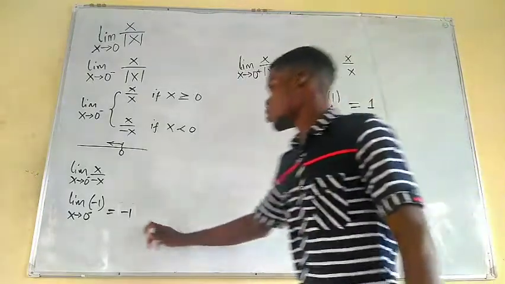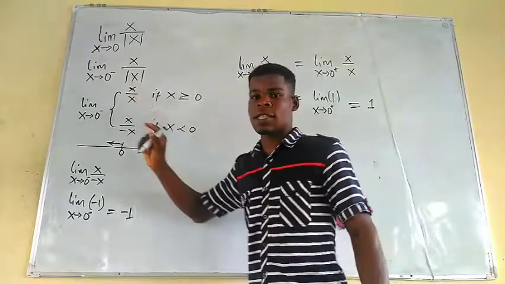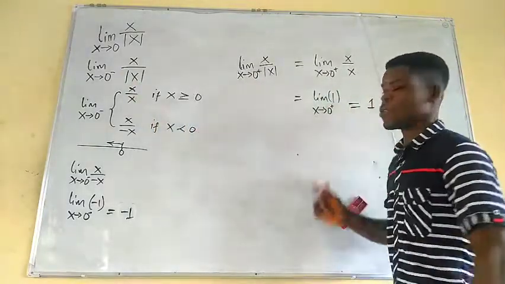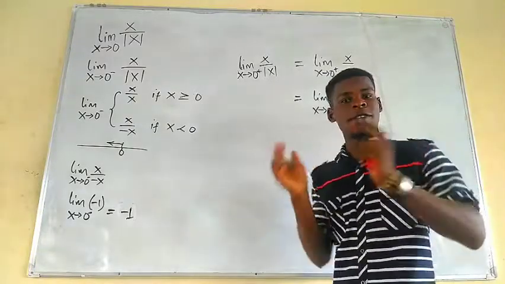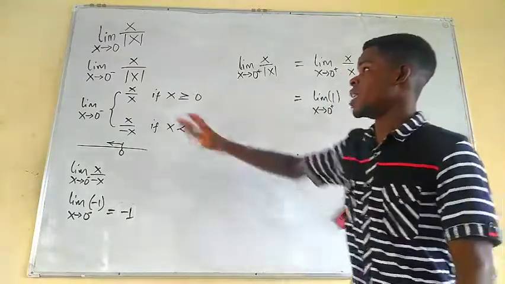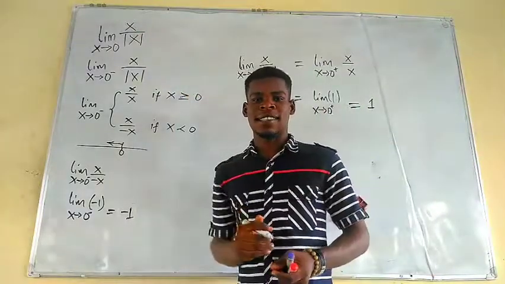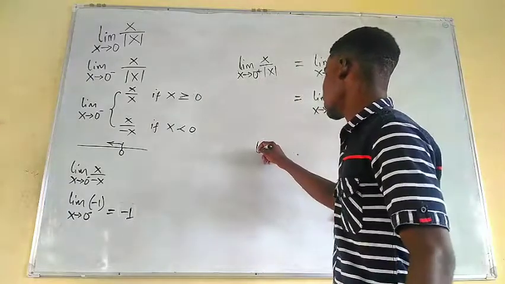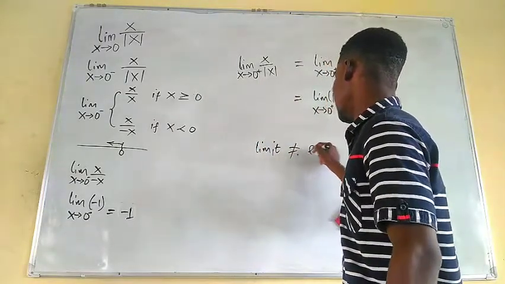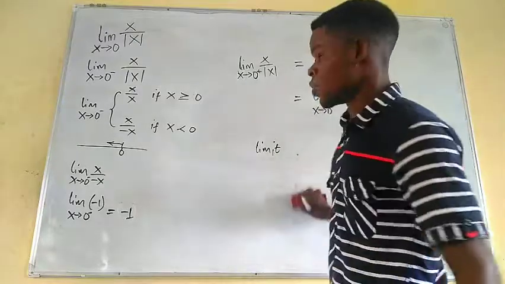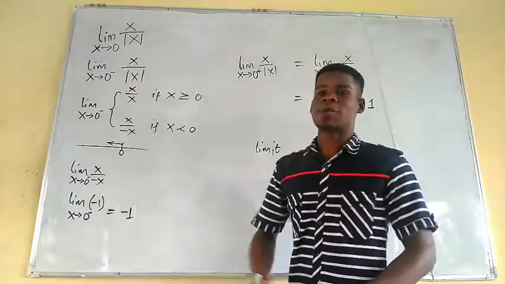And here, you see that the limit as x tends to 0 from the left is not the same as the limit as x tends to 0 from the right. Therefore, the left-hand limit and the right-hand limit are not the same. That simply means that the limit of this function as x tends to 0 does not exist. So we say the limit does not exist. That's what you get by evaluating the limit of x over the absolute value of x.